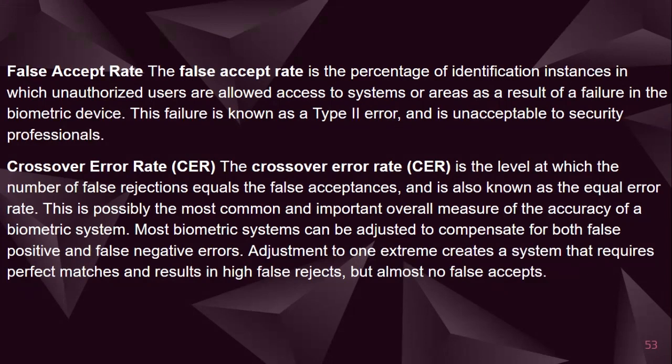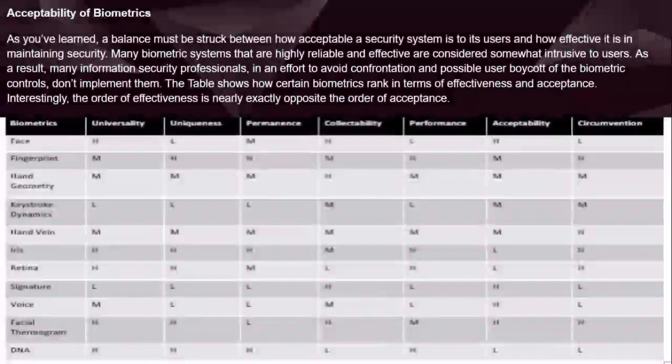Crossover error rate, also known as CER, is the level at which the number of false rejections equals the false acceptances, and is also known as the equal error rate. This is possibly the most common and important overall measure of the accuracy of a biometric system. Most biometric systems can be adjusted to compensate for both false positive and false negative errors. Adjustment to one extreme creates a system that requires perfect matches and results in high false rejects, but almost no false accepts.